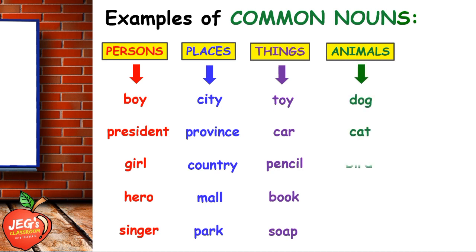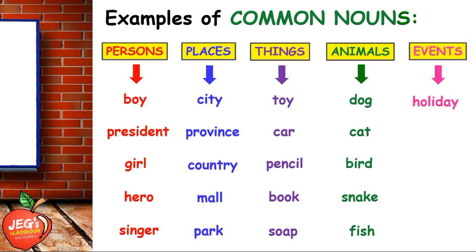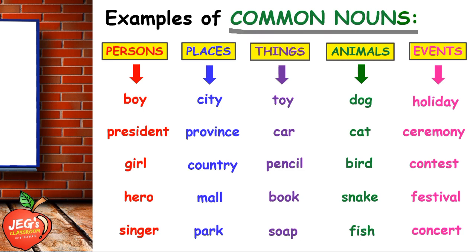For the animals, dog, cat, bird, snake, and fish. And for the events, we have holiday, ceremony, contest, festival, and concert. Remember that all these are examples of common nouns, and common nouns should always start with a small letter, unless it is the first word in a sentence.